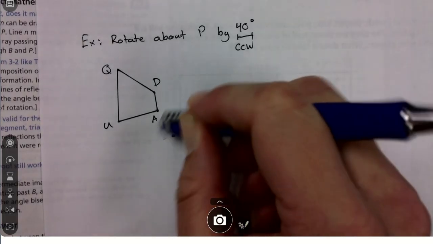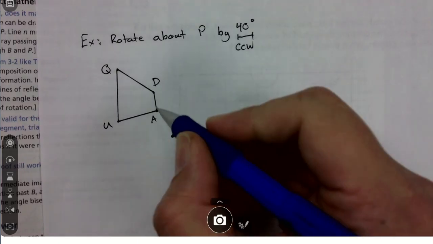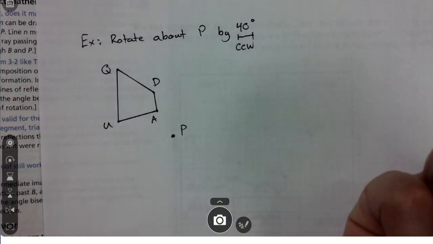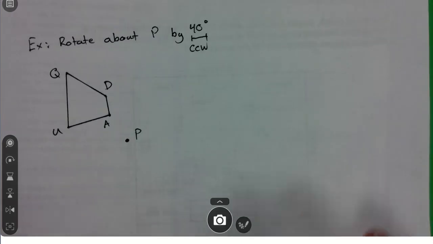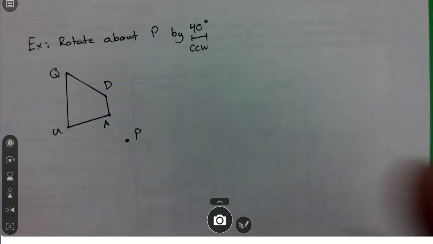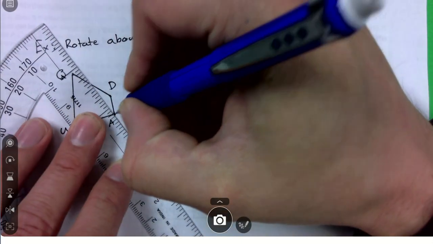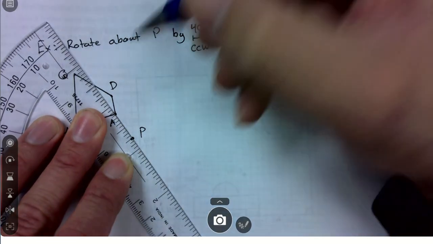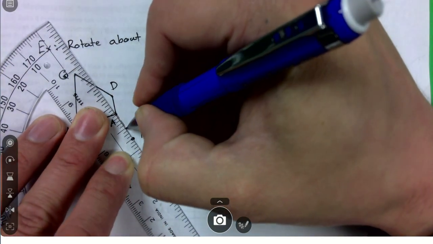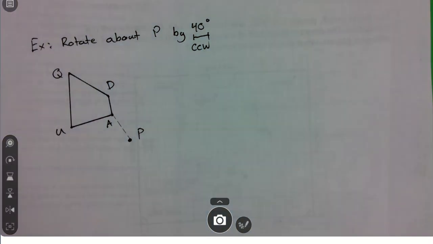Okay. Now, looking at this, I'm going to move point A first. And here's how we're going to knock this out. Step 1, and this is going to be repeated with every step: I'm going to connect A in this problem with my center of rotation. So I'm just going to draw a small dashed line. Those are connected at this point.